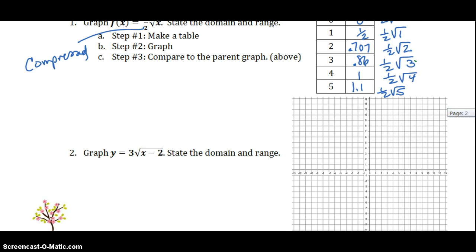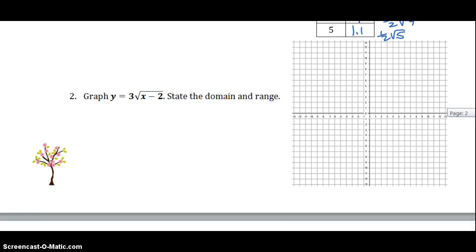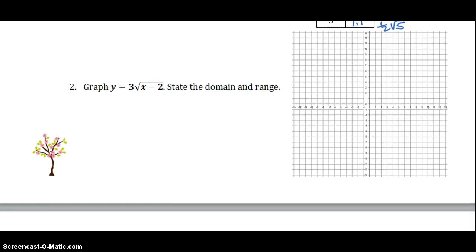Now we are ready to graph. It's going to be tedious, but we're going to move from 0, 0, then we had 1 and 1/2. 2 gave us 0.7, so a little bit more than half. 3 gave us even more than that, but not quite to 1. And then the square root of 4 gave us 1. And then the square root of 5 gave us 1.1. So it's a very tiny curve like this.